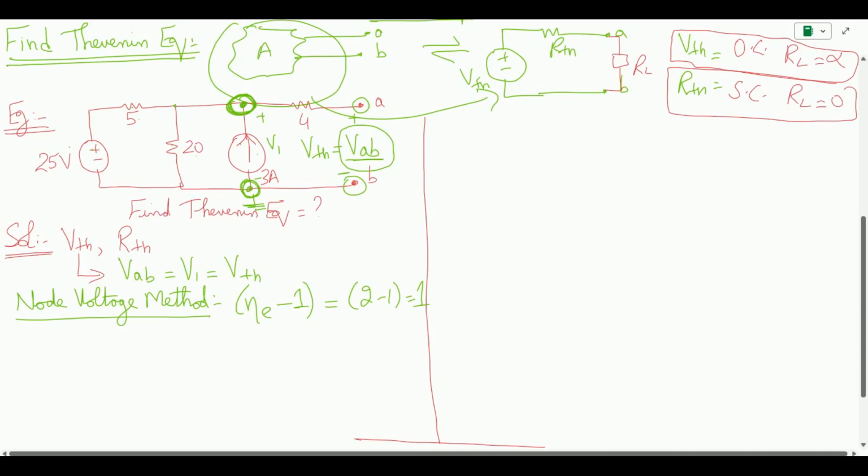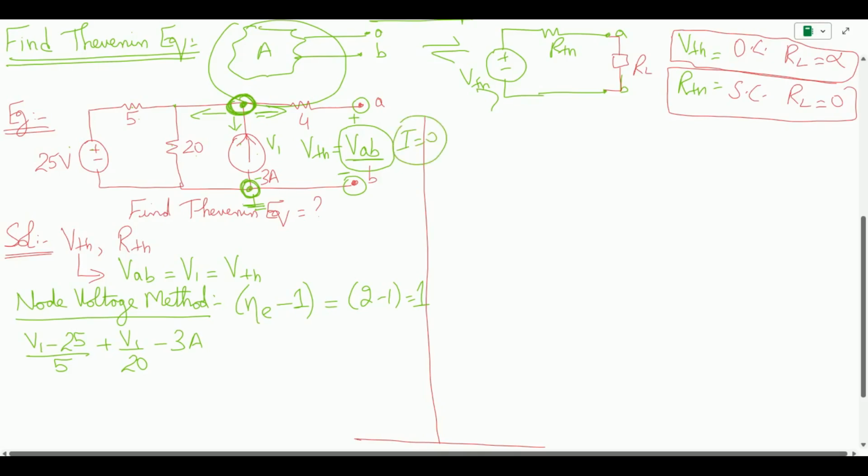So we know that the second method, after figuring out the essential node, is to imagine, or say the hypothesis, that the currents are leaving this node, and then we write the current equation for it. The equation will be (V1 - 25)/5 + V1/20 - 3 amps. We don't need to consider the current moving towards the right, because this is an open path, so there is nowhere for the current to move; the current in this path is 0.